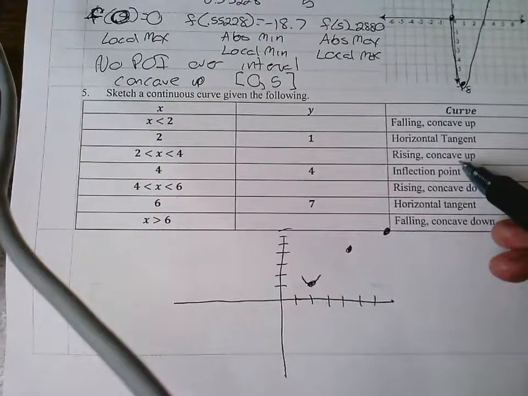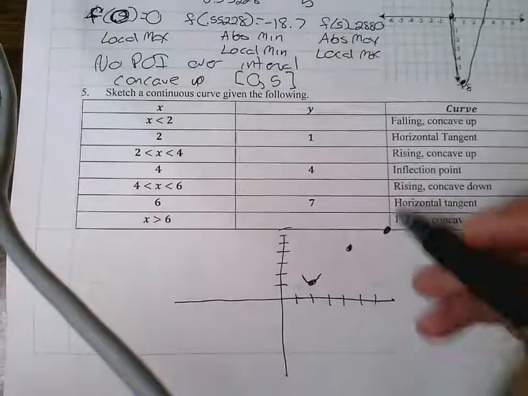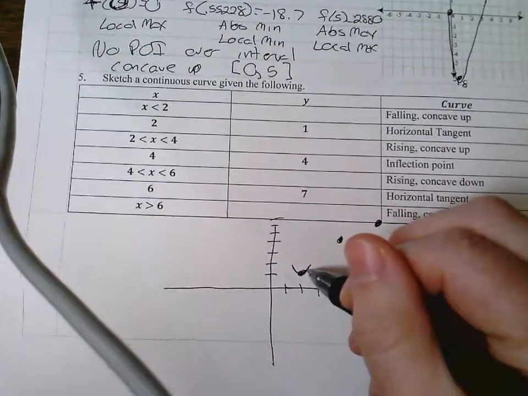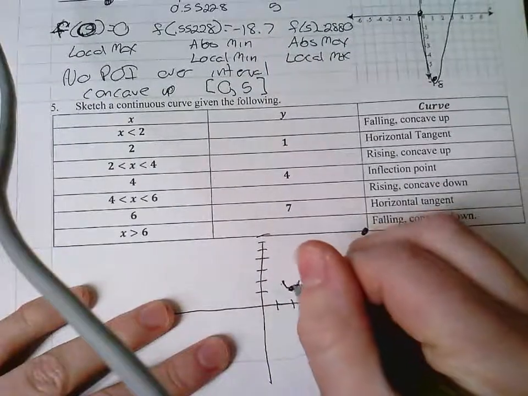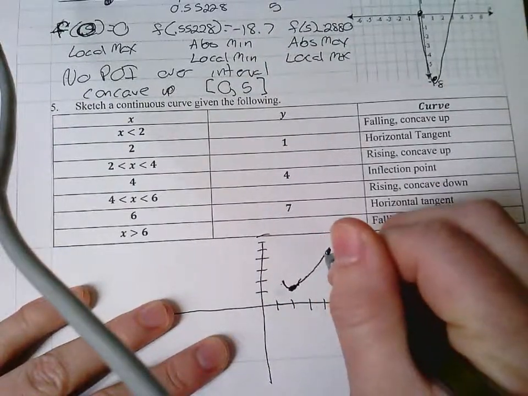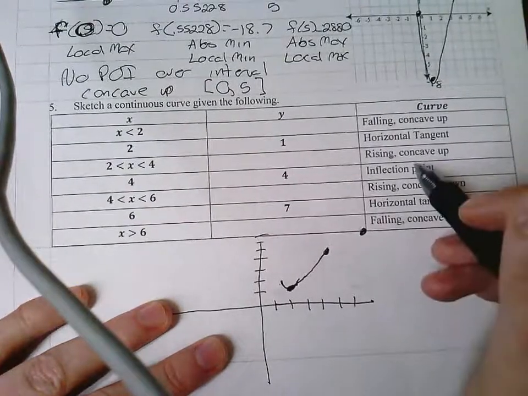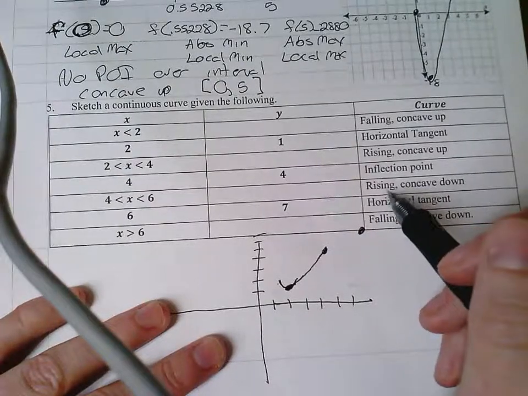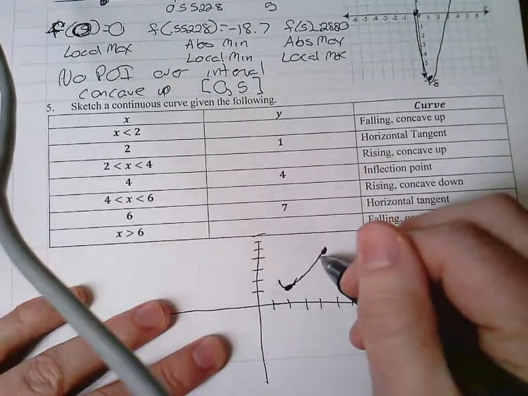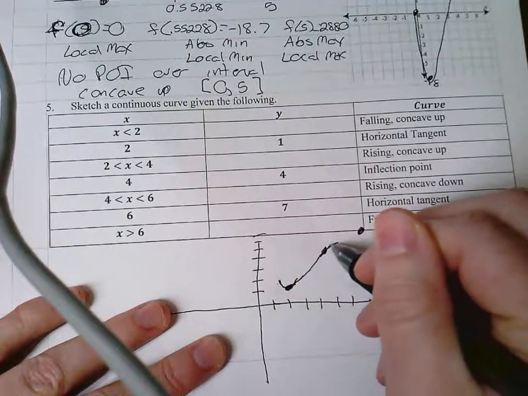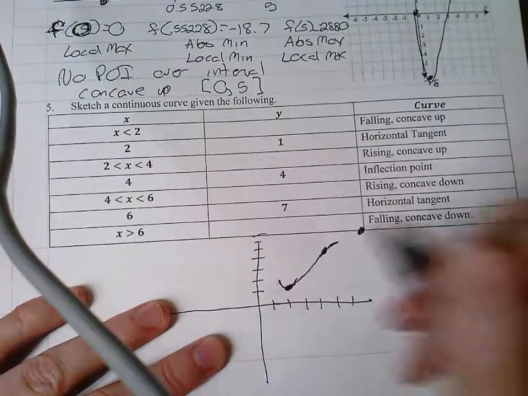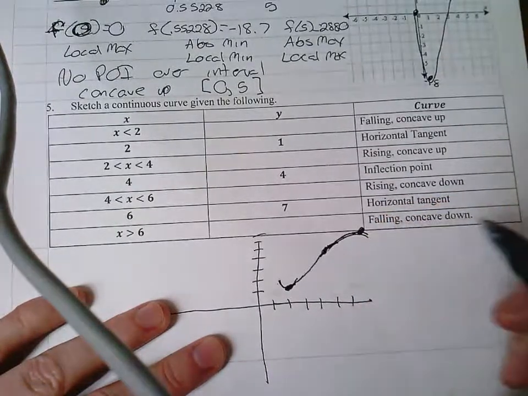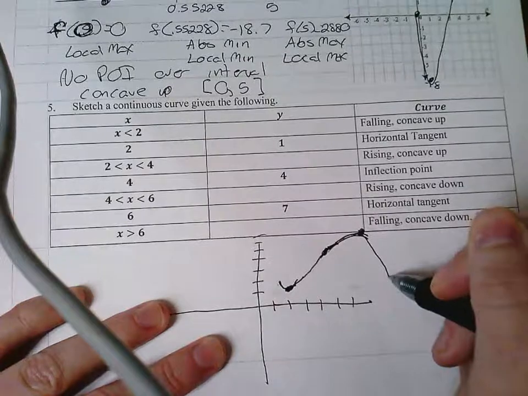Rising and concave up from 2 to 4. So it's rising, so it's increasing, 2 to 4. 4 is an inflection point, so that's where it's changing from concave up to concave down. So it's rising and concave down. And there's a horizontal tangent at 6, 7. And it's falling and concave down.